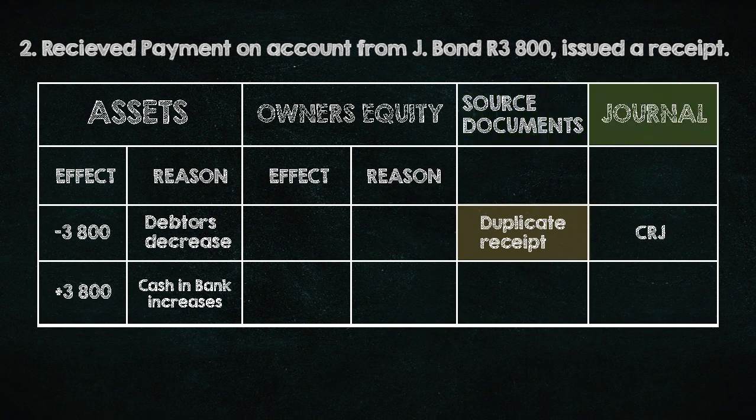Let's look at the journal. The cash receipts journal is the journal used to record all payments received by the business. This also includes the debtors that pay off their money.